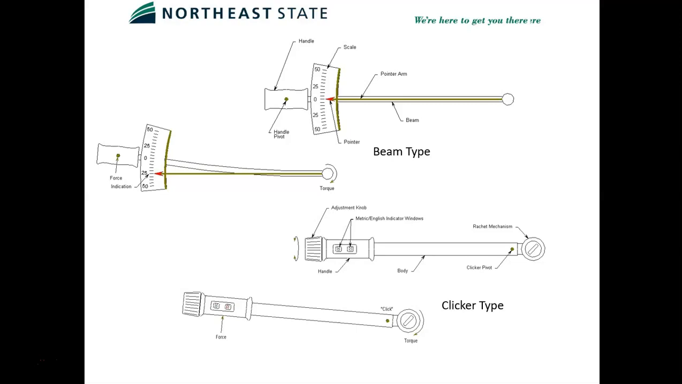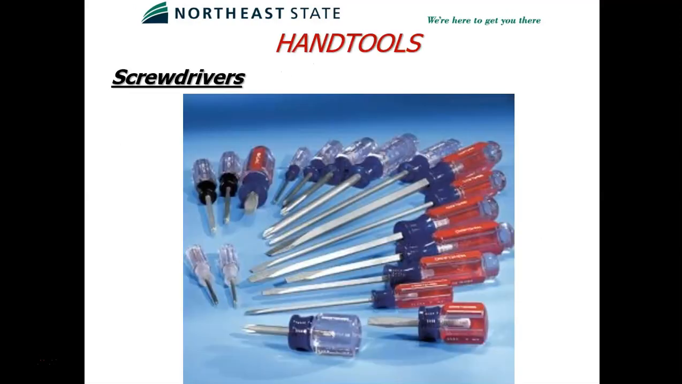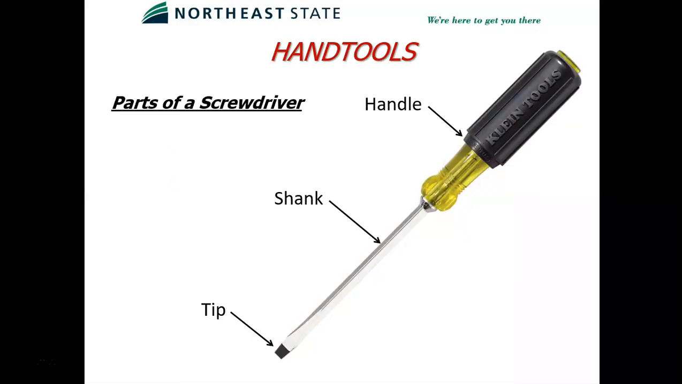So the bottom one just shows your clicker style. That's another one that's just kind of got a different type of adjustment on it than a micrometer. So here's screwdrivers. I'm assuming everyone may have seen or used screwdrivers in the past.